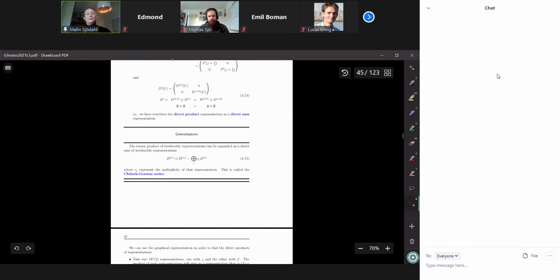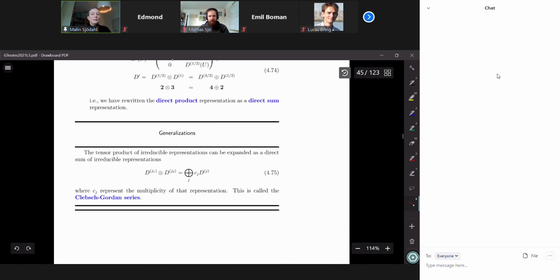And this can be done in general. So the tensor product of irreducible representations can be expanded as a direct sum of irreducible representations. So dj1 times dj2 is then a sum with some coefficients of irreducible representations. And this here is called the Clebsch-Gordan series.